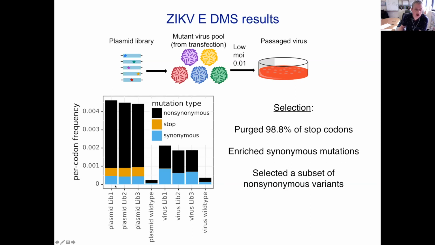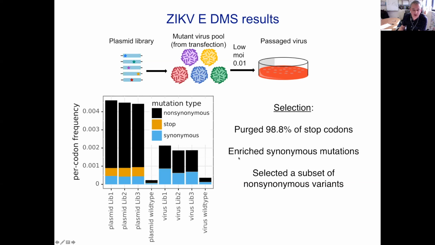And when you passage those, you end up doing what you hope to do in terms of purging stop codons, which should absolutely be lethal for the virus, but especially in a virus like a flavivirus where this is a protein and a polyprotein, and any stop codon that you put in there will prevent any of the other viral proteins from being translated.